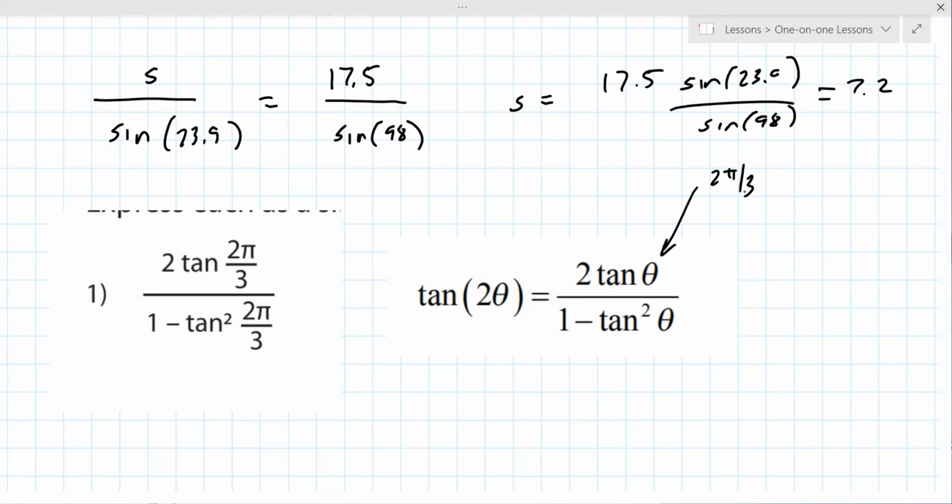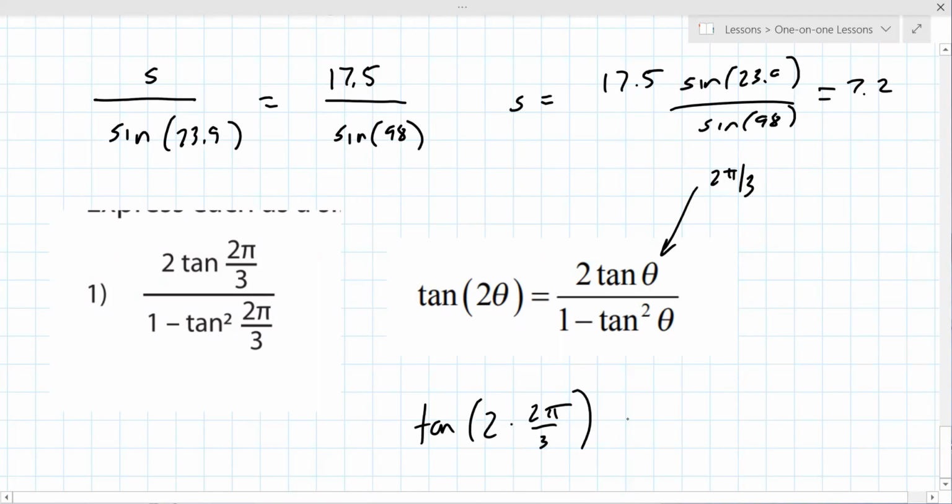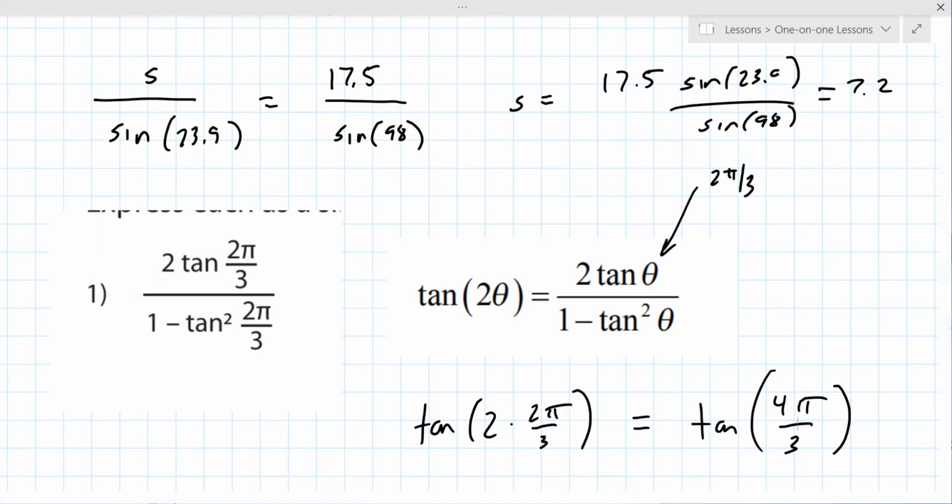You're muted, so I can't hear you. But theta is 2 pi over 3, and they want this to simplify, so it's tangent of 2 times 2 pi over 3. Well, your final answer is tangent of 4 pi over 3. Oh, that's it? Yeah, that's the whole answer for that one. It comes from the double angle formula for tangent. Okay, let's move on to the next one.